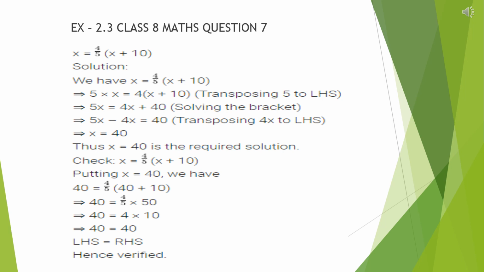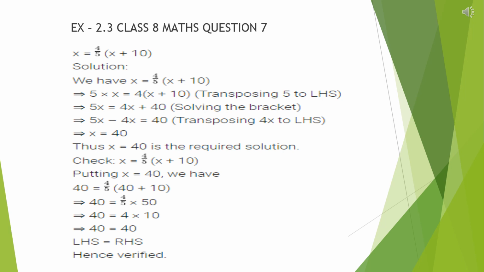Now we will solve the bracket. After solving the bracket, we will get 5 into x = 5x is equal to 4 into x, 4x, plus 4 into 10 equals 40. After solving the bracket, now we will transpose 4x to LHS. After transposing, we will get 5x - 4x = 40. After solving, we will get 5x - 4x = x = 40. Hence, x = 40 is the required solution.